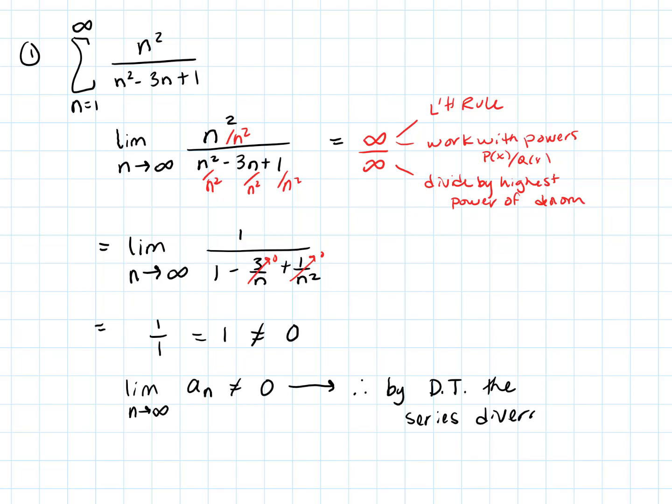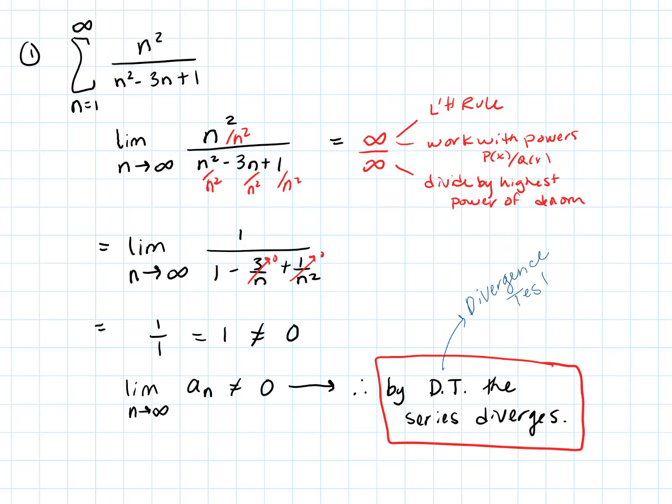diverges. There's no way that we can add up an infinite number of terms that each approach 1 and get something finite. In this particular case, that's going to approach infinity. So by the divergence test, we must know that this series diverges. And just as a little note, this DT, just as a reminder, is the divergence test.